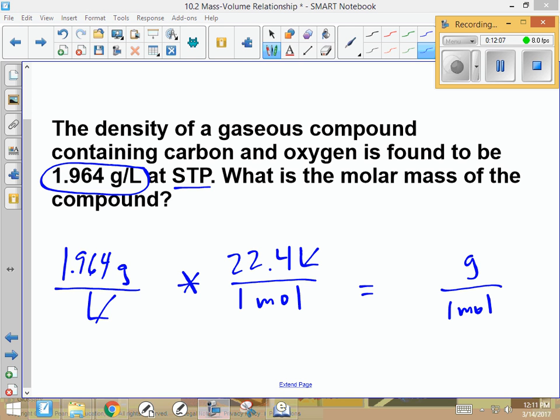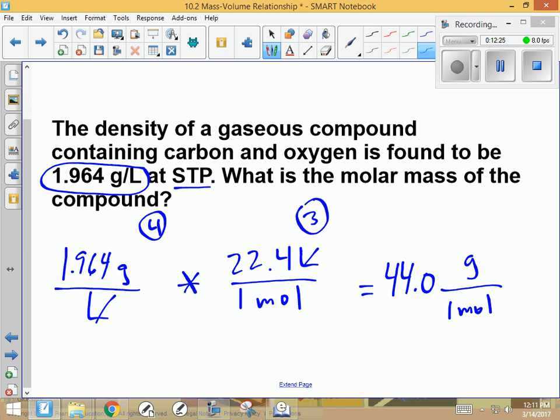How many significant digits should we have in our answer? This one's got 4 significant figures here. This one has 3. Our answer should have the same as the lowest number of significant figures, 3. And I got 43.9936. If I round that, I get 44.0. I suspect, I don't know this. Oh wait, they did tell us. Carbon and oxygen. And it weighs 44 grams per mole. My guess is this is CO2.